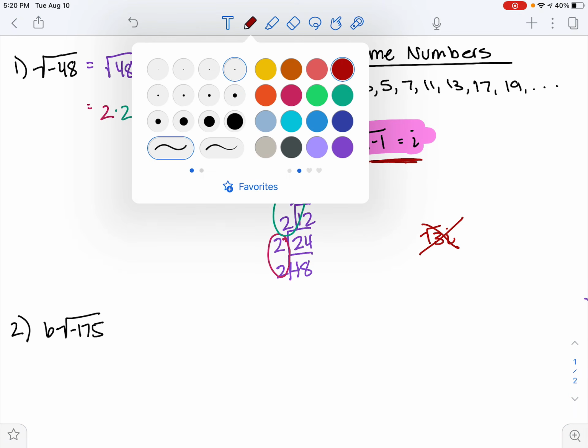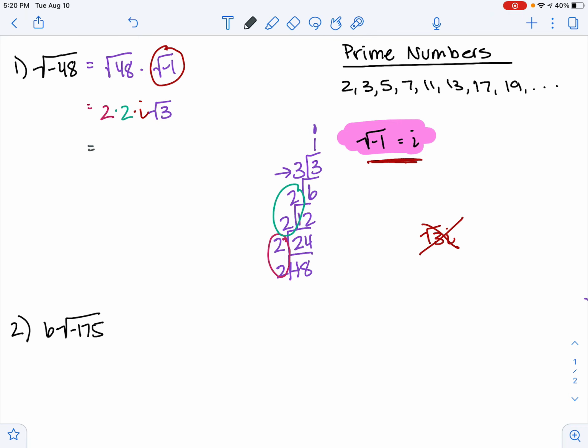So now I can just multiply these together. 2 times 2 times i is 4i. So my answer is 4i square root of 3. This is one term. Remember, terms are separated by addition and subtraction symbols. I don't have any of those here, so this is just one term, and this term is an imaginary number because it includes i.